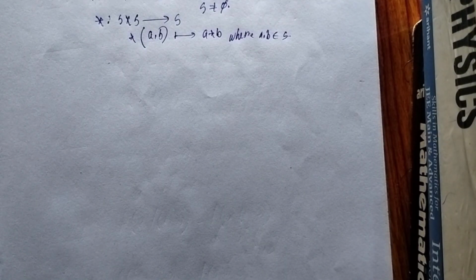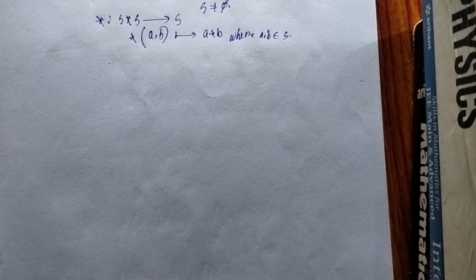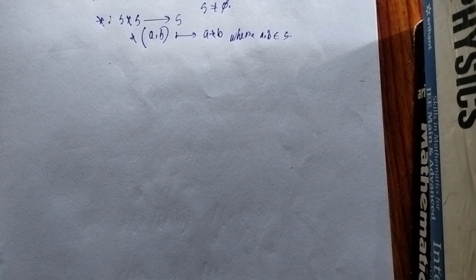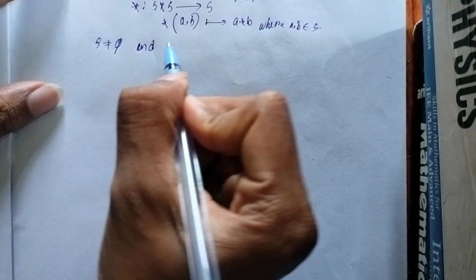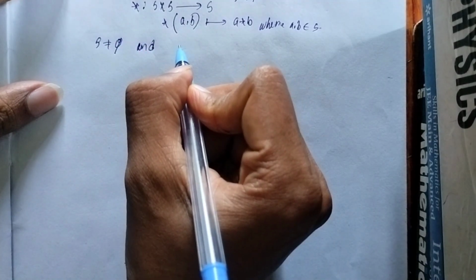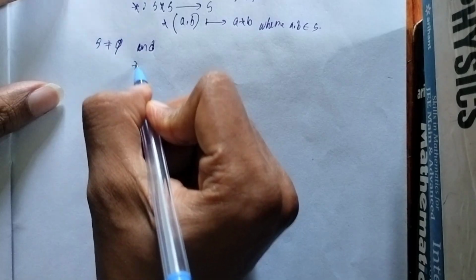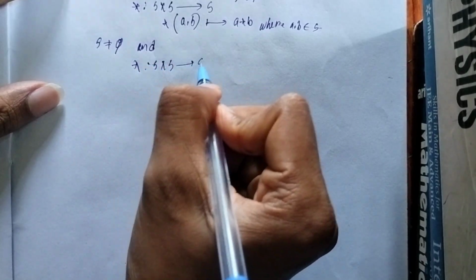Now we will try to extend this property. We will include one more property in the binary operation. What will happen if the binary operation is associative? Let's try to record it. If a binary operation is associative, then we can write it mathematically. Let's say S is a non-empty set, and let's say star is a binary operation.